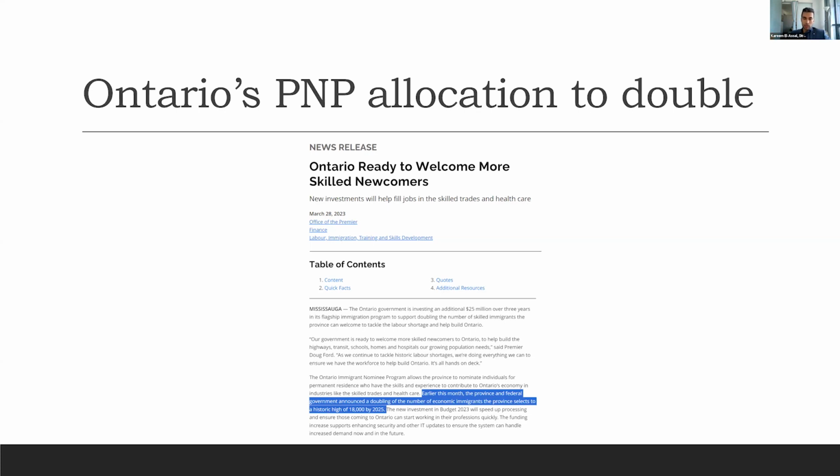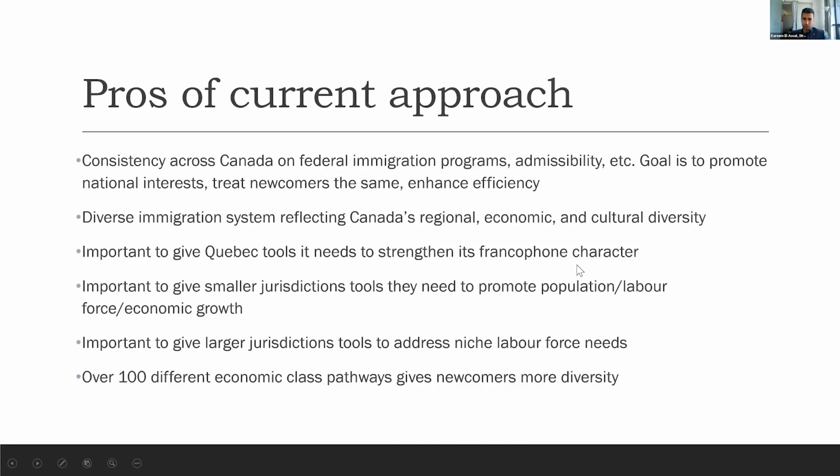Earlier this year, Ontario negotiated a new deal with the federal government. Moving forward, by 2025, the Ontario government will be able to nominate 18,000 immigrants under its provincial nominee program. This represents roughly a doubling of the current allocation. And so what this means is Ontario is going to have more ability in the years to come to promote immigration to smaller and medium-sized communities.